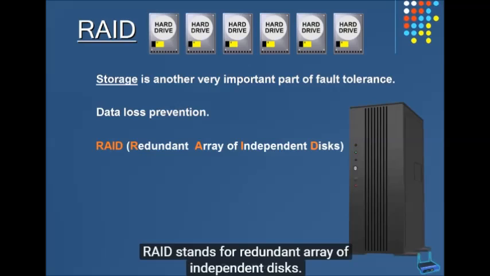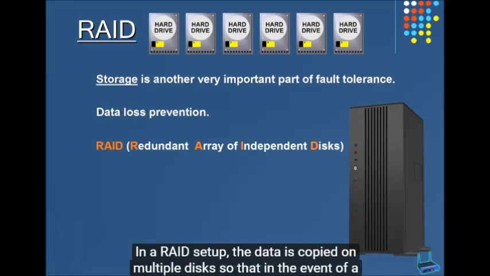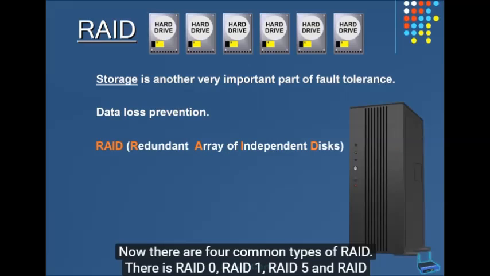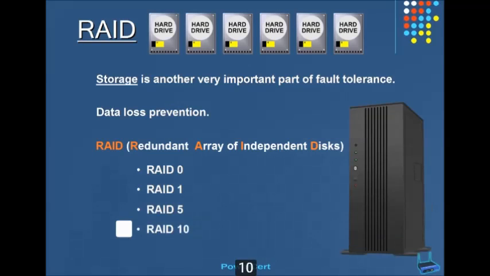RAID stands for Redundant Array of Independent Disks. In a RAID setup, the data is copied on multiple disks, so that in the event of a disk failure, no data would be lost. Now there are 4 common types of RAID. There is RAID 0, RAID 1, RAID 5, and RAID 10.